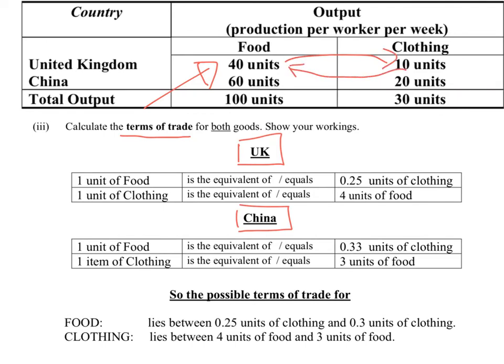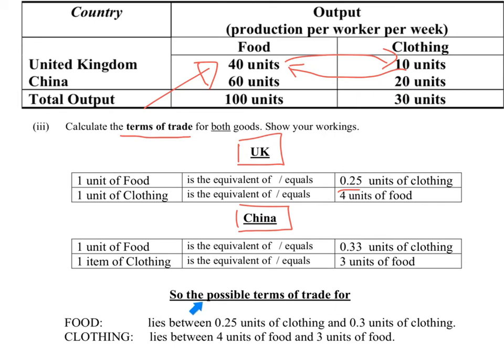So for the UK, 1 unit of food is the equivalent of 0.25 units of clothing, so that is 10 divided by 40. And then you do the opposite. 1 unit of clothing is the equivalent of 4 units of food. And again, that is 1 food, 40 divided by clothing, 10, so 4. And you do the exact same for China then. 1 unit of food is equal to 0.33, so that is 20 divided by 60. And then 1 unit of clothing is equal to 3 units of food, so that is 60 divided by 20.